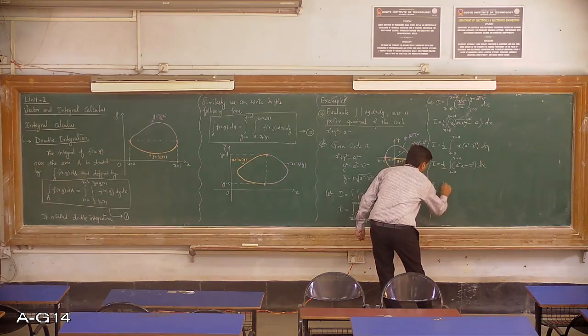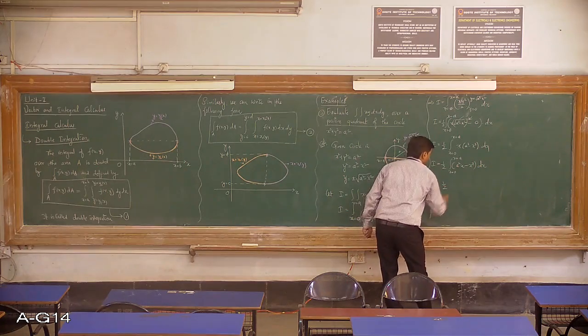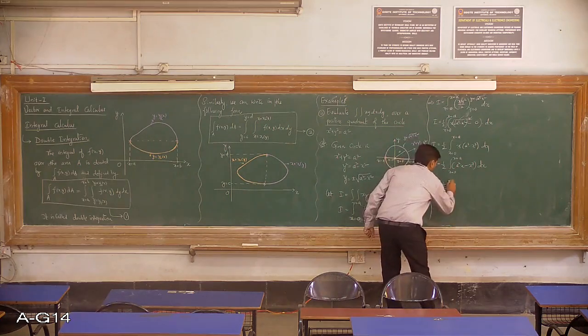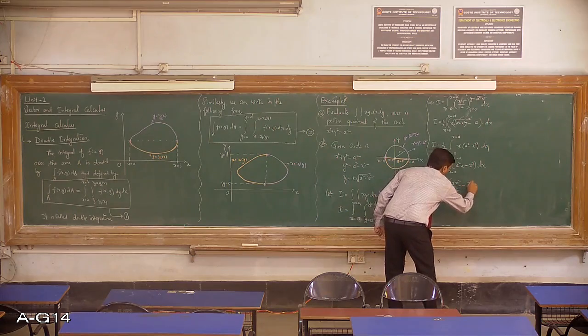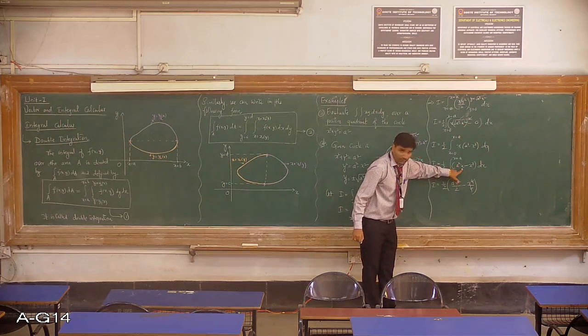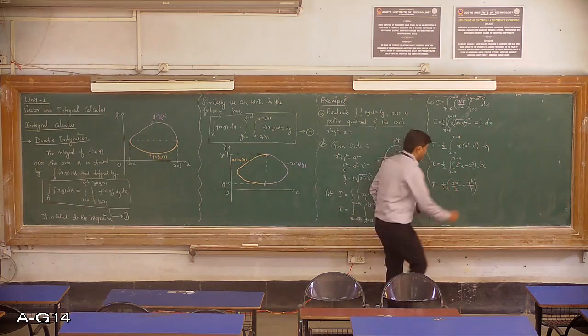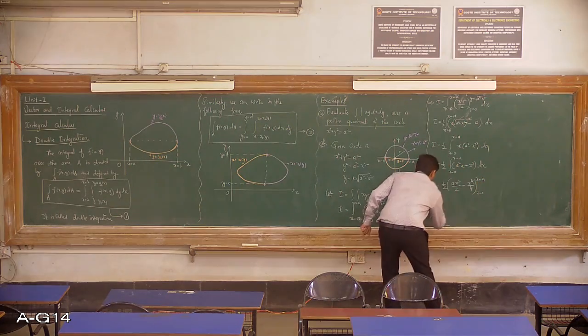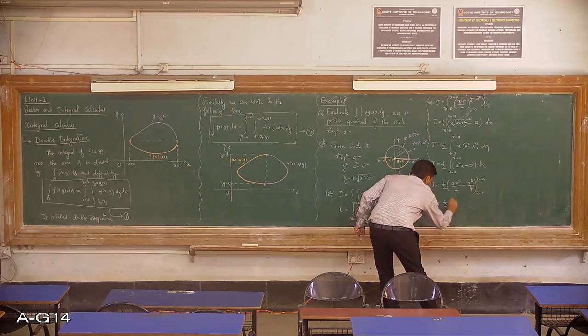So I is equal to 1 by 2. Now integrate this with respect to x. Here you will get a into x square by 2 minus x raised to 4 by 4, because integration of x cube is x raised to 4 by 4, and integration of x is x square by 2, and the limits are from x equals to 0 to x equals to a. So therefore I is equal to 1 by 2.